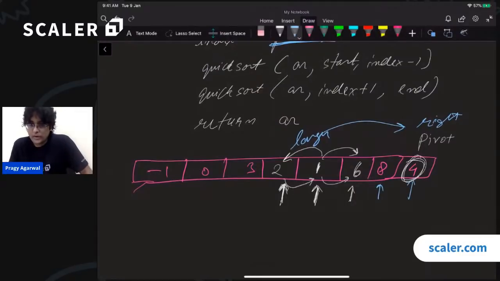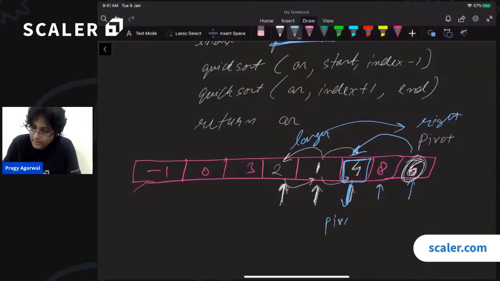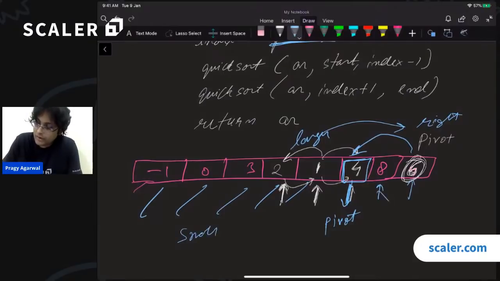When I reach the end, what do I do? I swap this 4 with this 6. So 4 will come over here, and 6 will come over here. So what essentially happened? This array is now correctly partitioned around this 4. This 4 was the pivot. And now notice that everything on the left is smaller and everything on the right is larger.